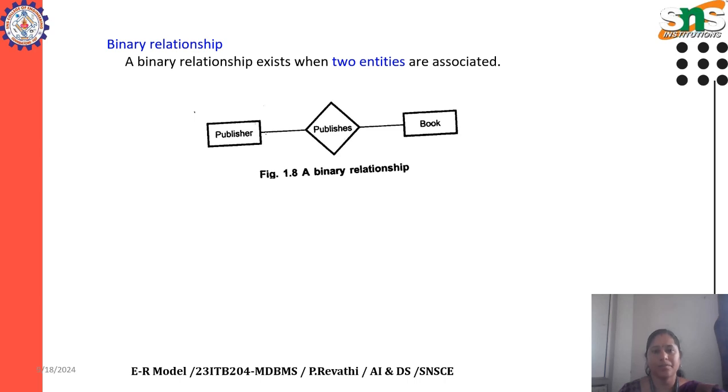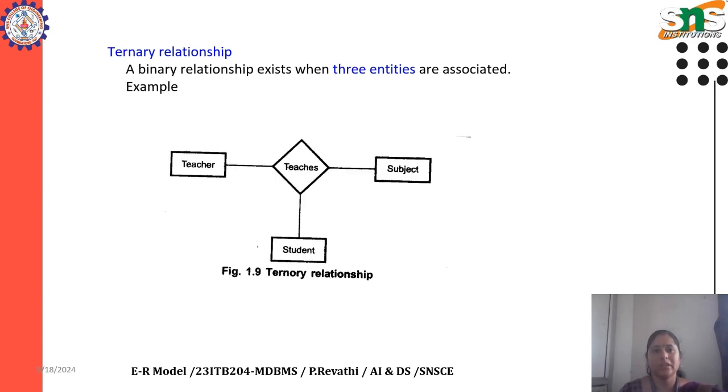Binary relationship. A binary relationship exists when two entities are associated. Publisher publishes book. Ternary relationship. A ternary relationship exists when three entities are associated. Teacher teaches subject. Teacher teaches to student.